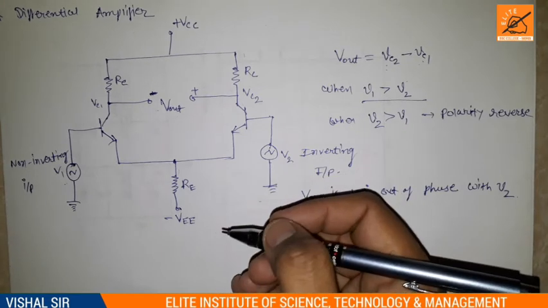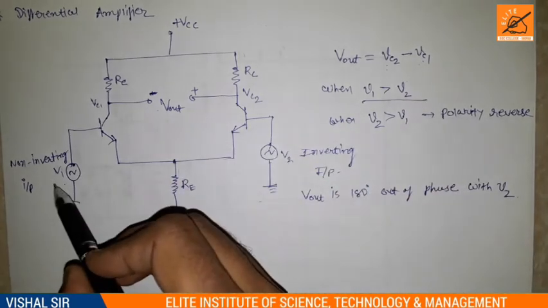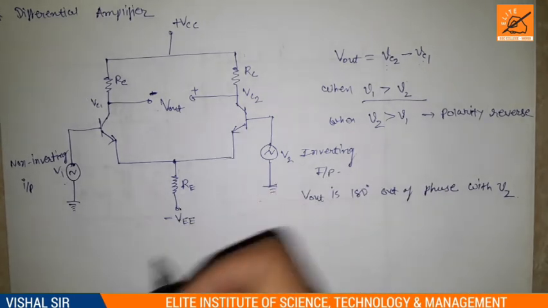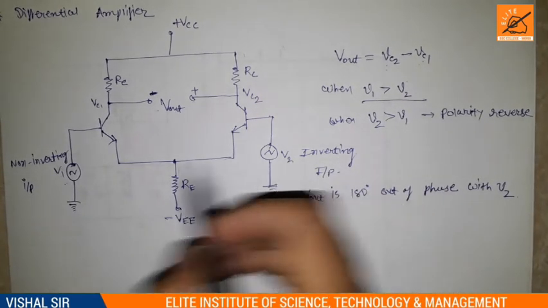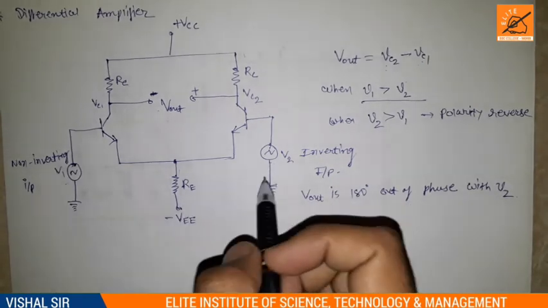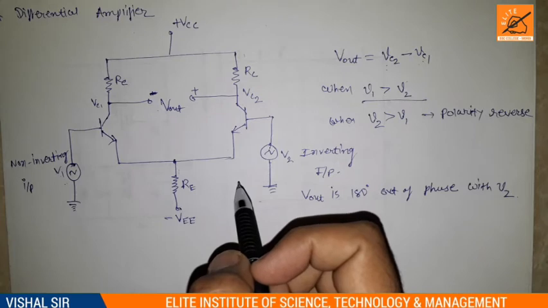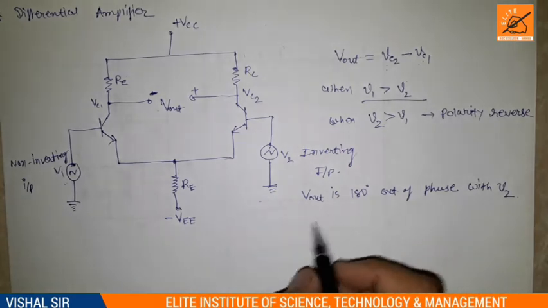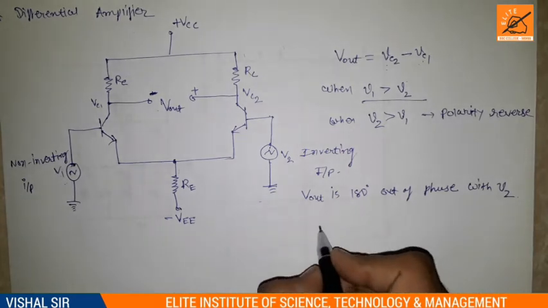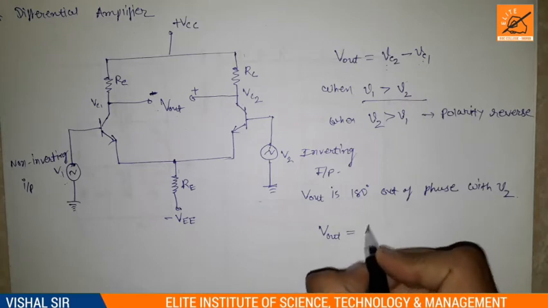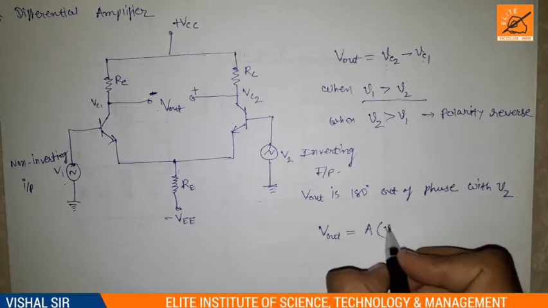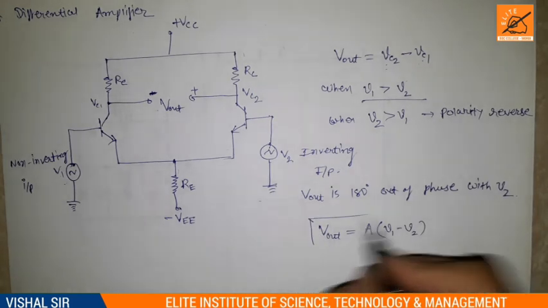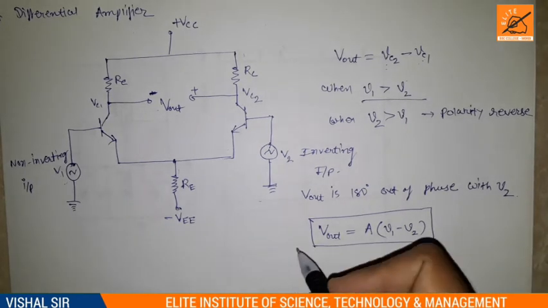When both the non-inverting and inverting input voltages are present, it means V1 and V2 both are present, the total input is called the differential input. If V1 and V2 both are present, then the total input is known as differential input, because the output voltage equals the voltage gain times the difference of the two input voltages. It means we can write the equation V out is equal to A into V1 minus V2. So this will be the formula for output voltage.